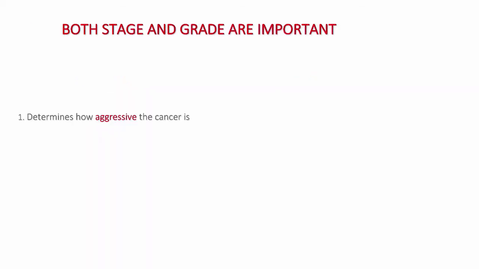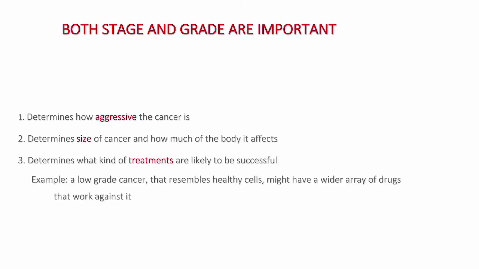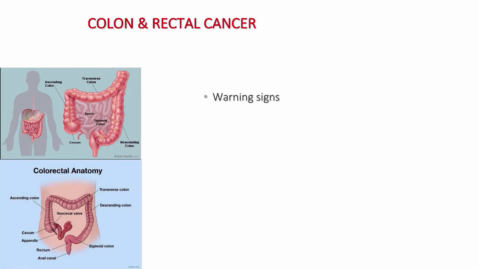Both stage and grade are important. It determines how aggressive the cancer is, the size of the cancer, and how much of the body it has affected. It also helps to determine what types of treatments are likely to be successful. For example, a low-grade cancer that resembles more healthy cells might have a wider variety of drugs that work against it. So the picture I just showed you on colon cancer, this is the number 3 cause of mortality from cancer in both men and women.